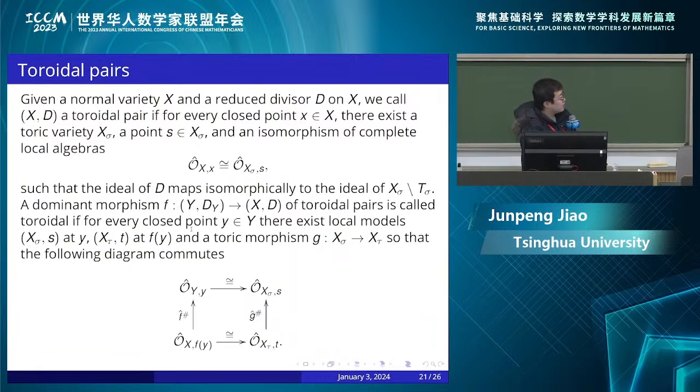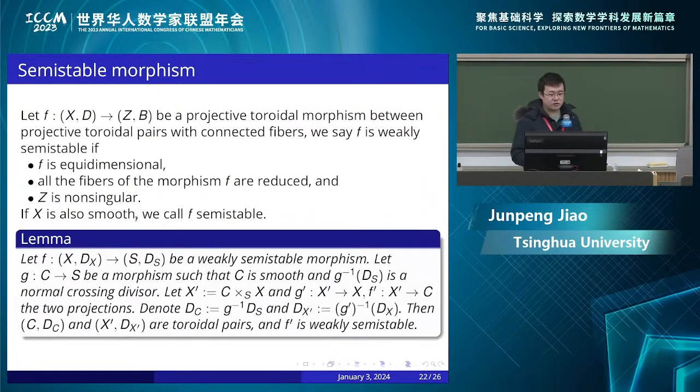A toroidal morphism between projective toroidal pairs with connected fibers is weakly semi-stable if, first, f is equidimensional; second, all fibers of the morphism are reduced; and third, the base is non-singular. If X is also smooth, we call f semi-stable.